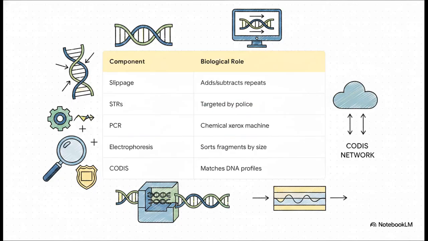It's amazing how perfectly the biological components map directly to the technical tools. The polymerase slippage is the physical engine creating the variation. The microsatellites, specifically short tandem repeats or STRs, are the exact targets law enforcement goes after because of their extreme variability. The PCR amplification acts as the Xerox machine for a tiny speck of crime scene evidence. The gel electrophoresis sorts it all out by size, and finally, all of this data feeds directly into CODIS, the FBI software network that tracks these exact length variations to instantly match crime scene evidence to convicted offenders.